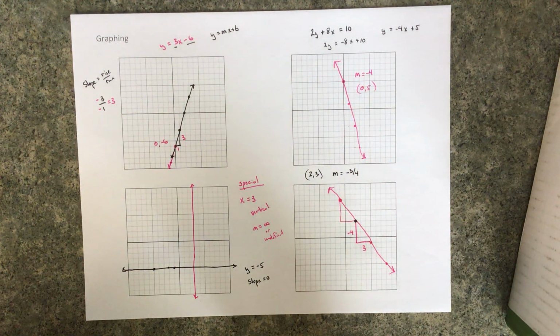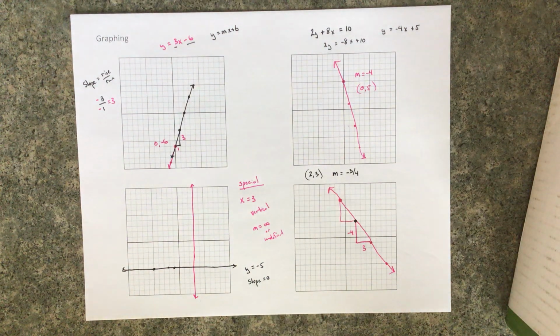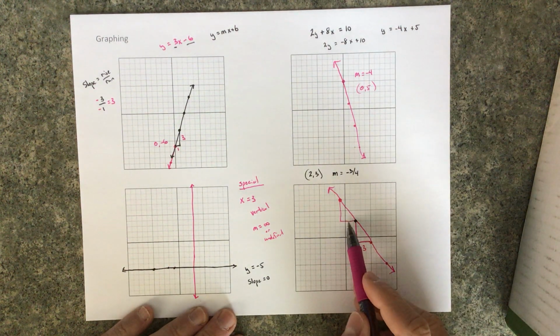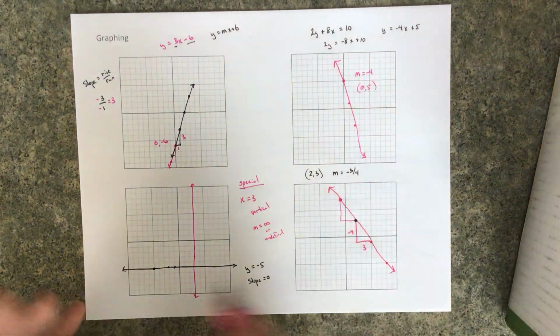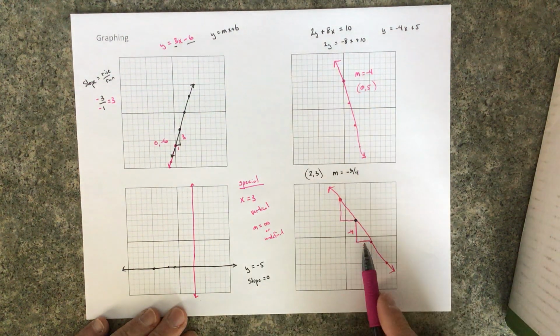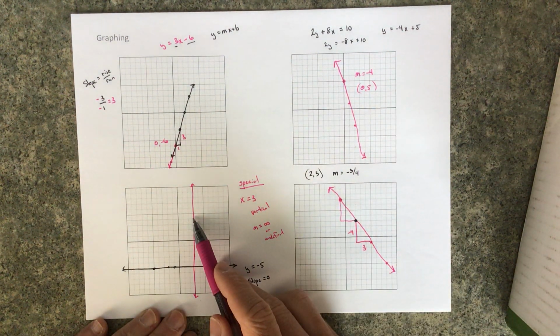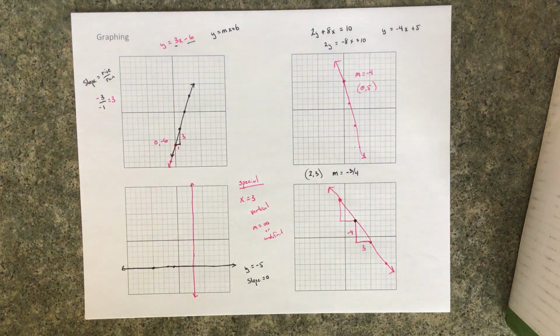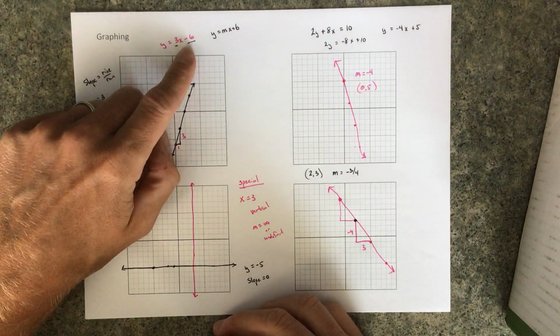A negative rate of change. Increasing one decreases the other. Increasing x decreases y. Increasing y decreases x, right? One's negative and one's positive depending on the direction you're going. Positive slope, negative slope, infinite or undefined slope, zero slope. So there's all these possibilities. But again, most of the time, you're going to be graphing something when you have the equation.